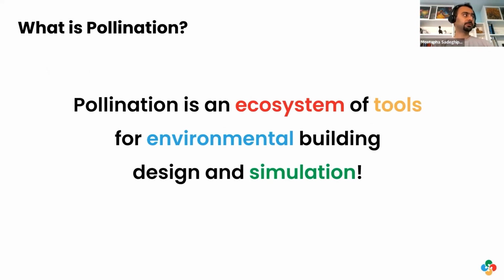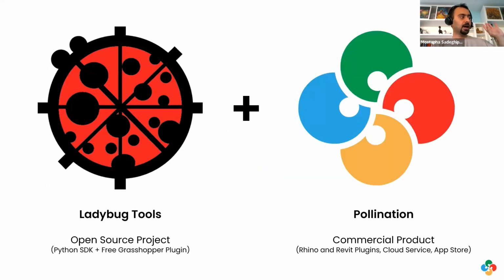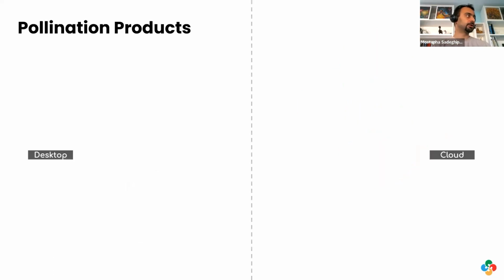So what's Pollination? Pollination is an ecosystem of tools for environmental building design and simulation. Technically, it's tools and services. It's developed and maintained by the same people who develop and maintain Ladybug Tools, so it's a product of the same company. It's our commercial product. We still have our open source project, and it will be around. They are built on top of each other. Pollination is taking advantage of Ladybug Tools, and now some of the products that we develop for Pollination are feeding back into Ladybug Tools. So they're both helping each other and complete each other.